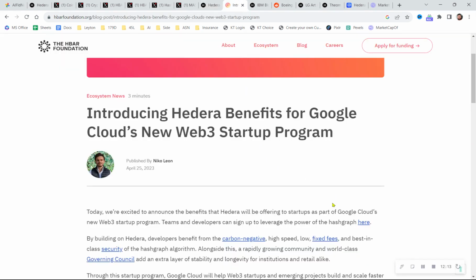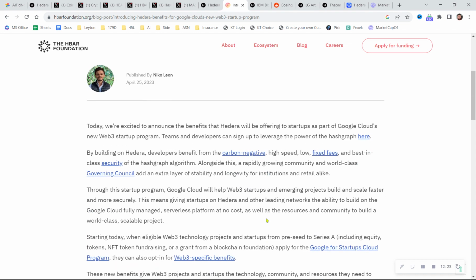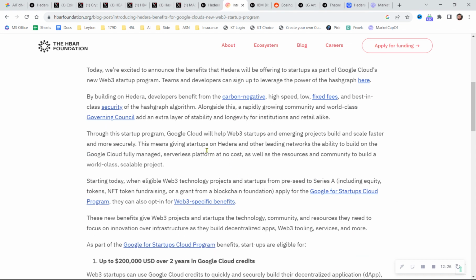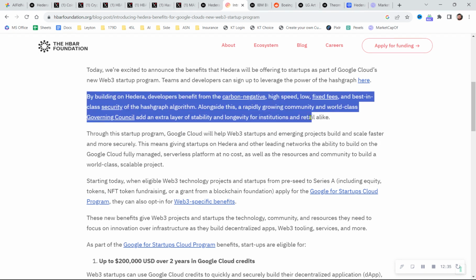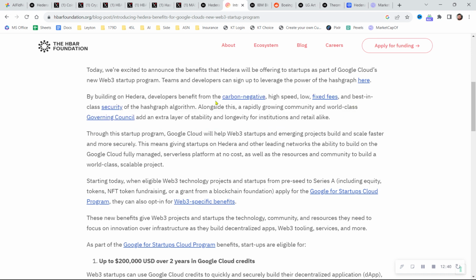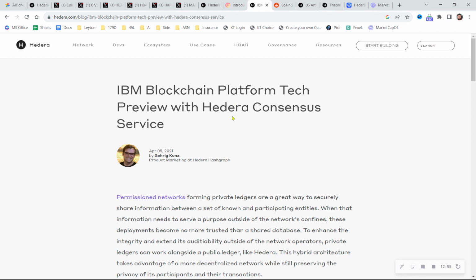So now for the examples. They are working with Google Cloud on a Web3 program. It's essentially just kind of calling out all of the efficiency advantages of HBAR here. It's carbon negative somehow. It is high speed, low cost, and it has the high class security of that hashgraph algorithm as well.